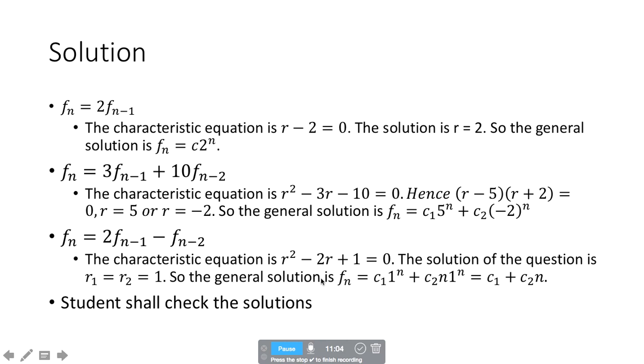Then in this case, the general solution is Fn equals C1 times 1 to the n power plus C2 multiplied by n times 1 to the n power. Since 1 to the n power is always 1, the solution actually is C1 plus C2 multiplied by n. So this is the general solution.